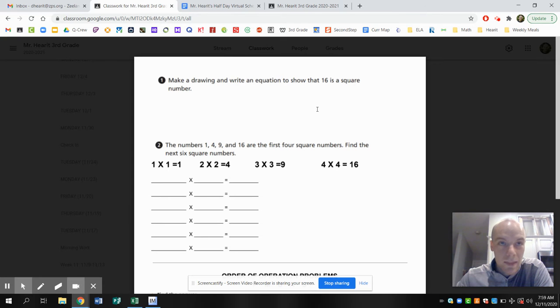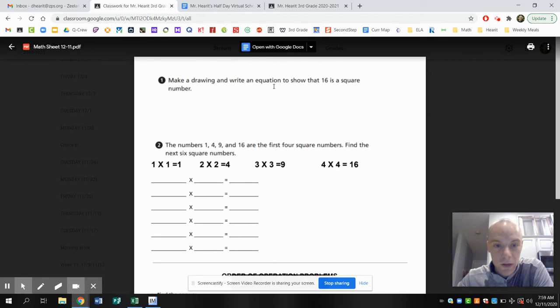So I want you to think about that and then draw an area picture. Remember, an area picture is a square or a rectangle. But in this case, this is a square number, so your drawing will be square. So make a rectangle. Make sure you put a number on the side, a number on the top, your factors, and then your answer in the middle.